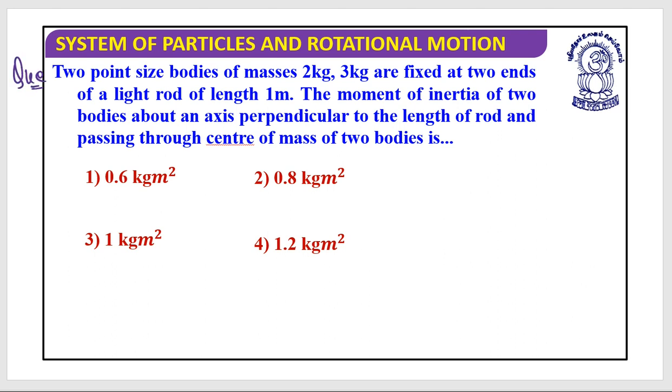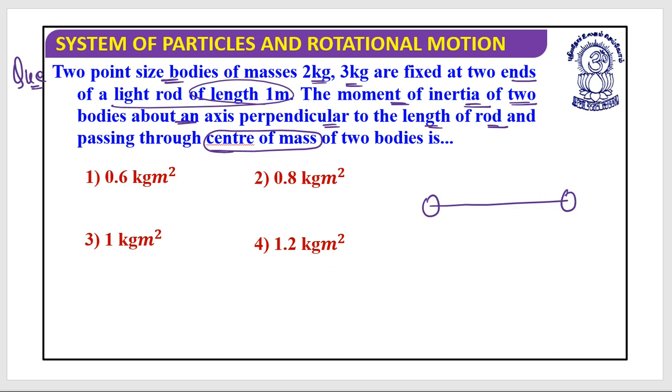It says that two point-sized bodies of mass 2 kg and 3 kg are fixed at the two ends of a light rod of length 1 meter. It asks for the moment of inertia of the two bodies about an axis perpendicular to the length of the rod and passing through the center of mass. So they have indirectly asked two questions. One is the center of mass, and then we need to rotate it. So let's do it quickly.